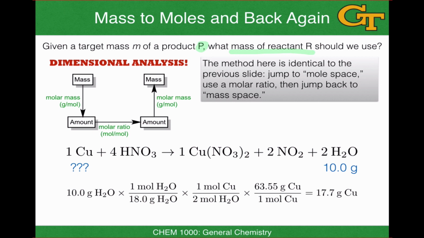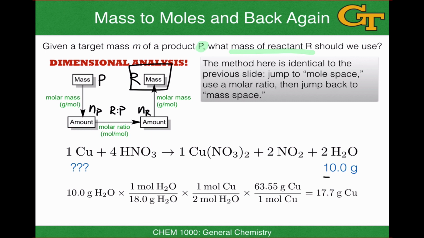So we're starting here with a mass of the product, our target mass, and then we're going to a number of moles of the product. We're using the molar ratio of the reactant to the product here to get to a number of moles of the reactant, and then converting back to a mass of the reactant in the final step. And this mass of the reactant is sort of the target quantity for problems like this. So you see an example at the bottom of this slide.